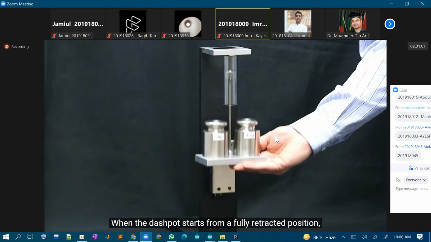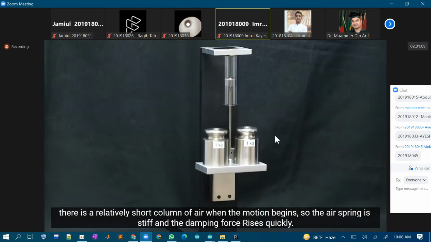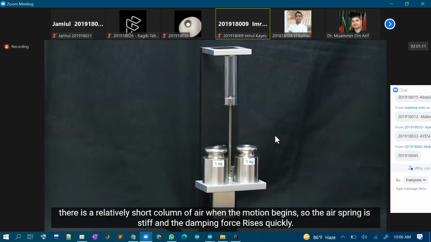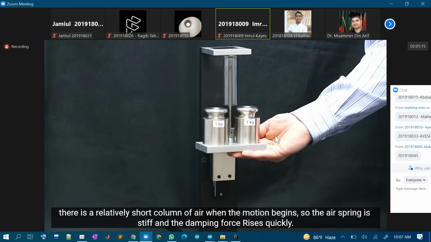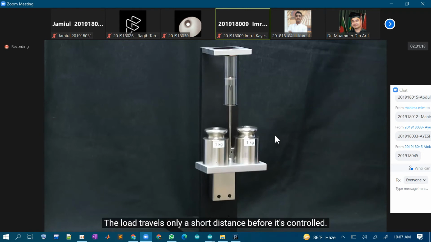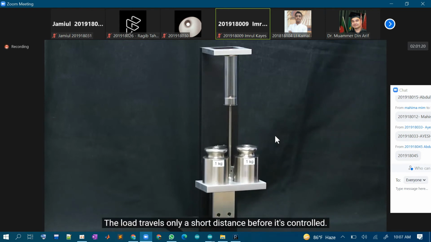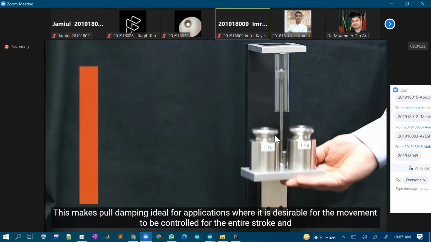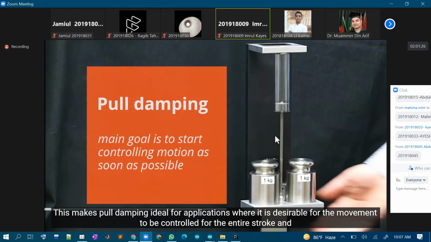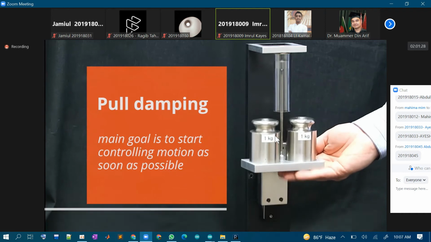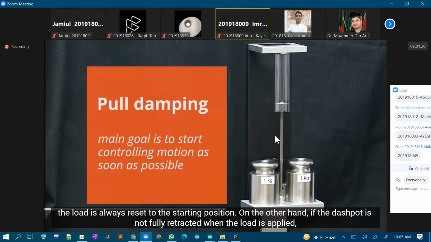When the dashpot starts from a fully retracted position, there is a relatively short column of air when the motion begins, so the air spring is stiff and the damping force rises quickly. The load travels only a short distance before it's controlled. This makes pull damping ideal for applications where it is desirable for the movement to be controlled for the entire stroke, and the load is always reset to the starting position.